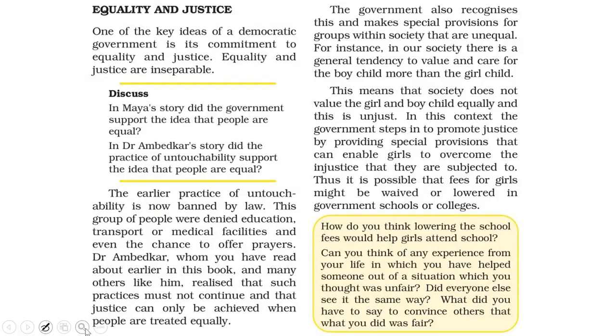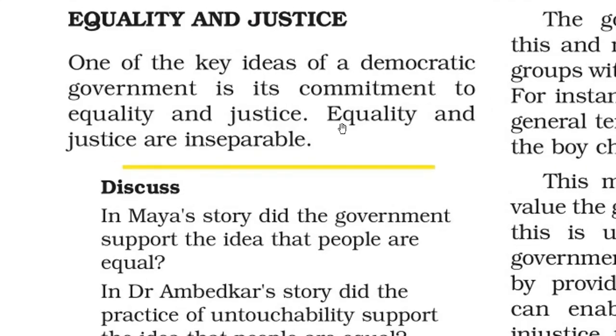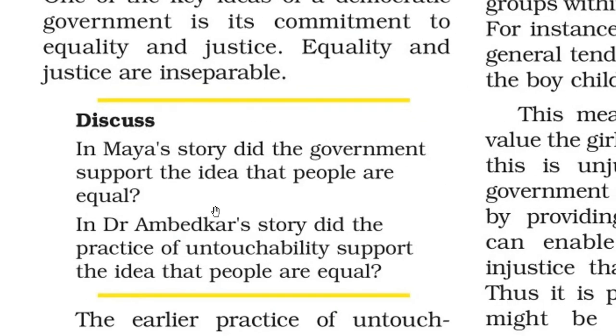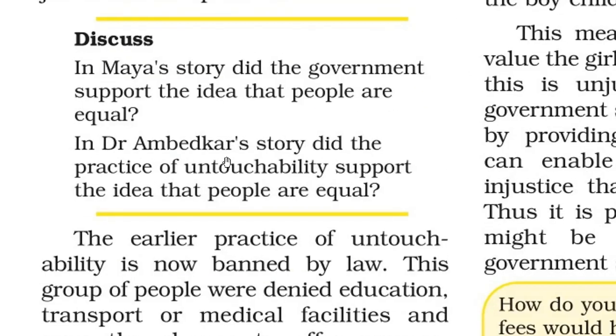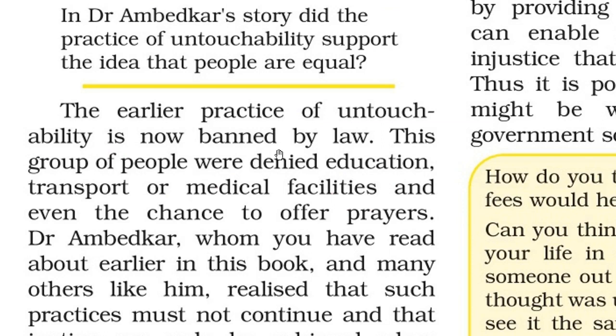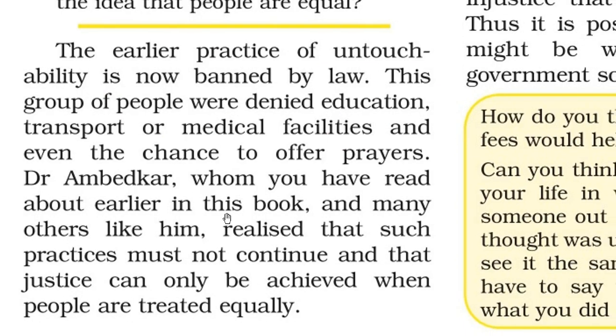Now, equality and justice. One of the key ideas of democratic government is its commitment to equality and justice, which is first and foremost. Equality and justice are just inseparable. The earlier practice of untouchability is now banned by law. This group of people were denied education, transport or medical facilities, and even the chance to offer prayers.